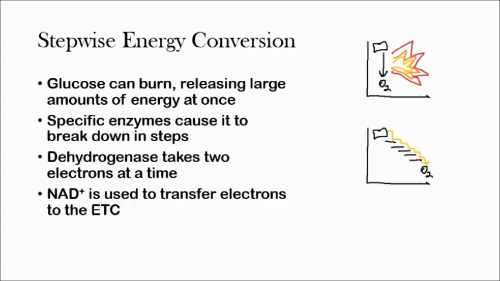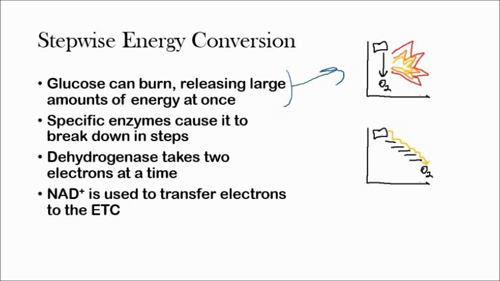Now, what can we do with that heat? In respiration, we always want to get the energy and use it for something else. That's the point of respiration. So you can see from these two diagrams, there are two different ways that you can get the energy from glucose. You can either do it all at once. Glucose can burn, releasing large amounts of energy at once, as shown in this diagram.